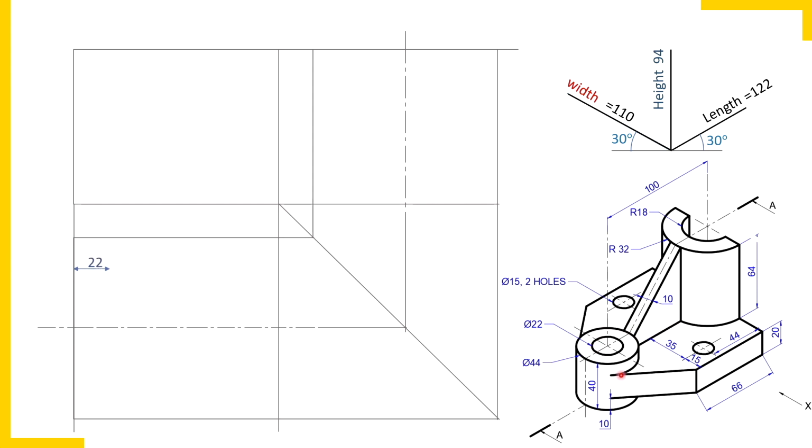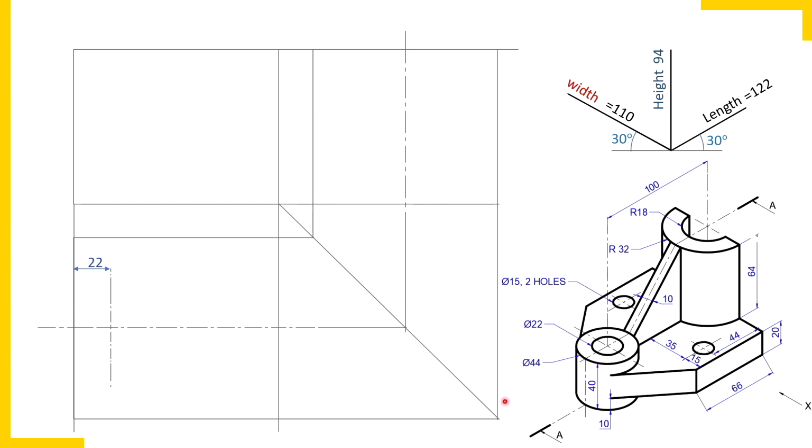So 22 millimeters from the left side. To draw this circle, the cylinder is a vertical cylinder. In the top view, it appears as a circle. So to draw the circle, we should establish its center. The top view is symmetrical, so the center is on the axis of symmetry, and from the left side at a distance of 22 millimeters. So I have measured 22 millimeters, and this is the center line. So we have established the center.